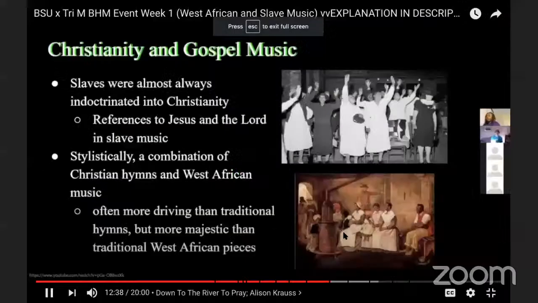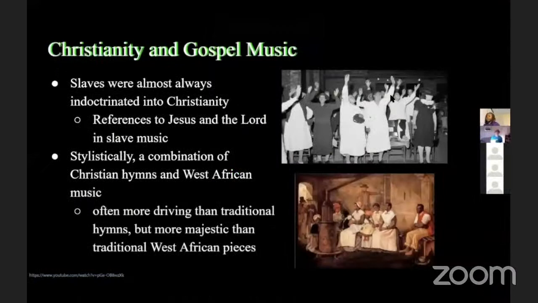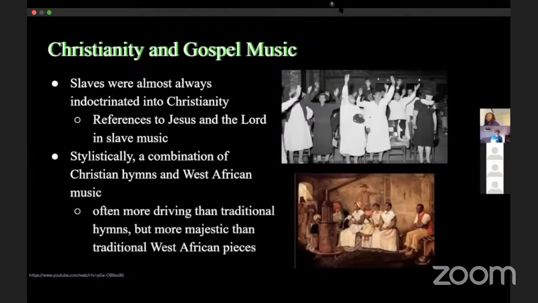Christianity and gospel music. Slaves were almost always indoctrinated into Christianity, so the songs that developed out of the slave tradition are mostly religious in nature. For example, songs like "Go Down Moses," "Roll, Jordan, Roll," "Down by the River to Pray," and many others.